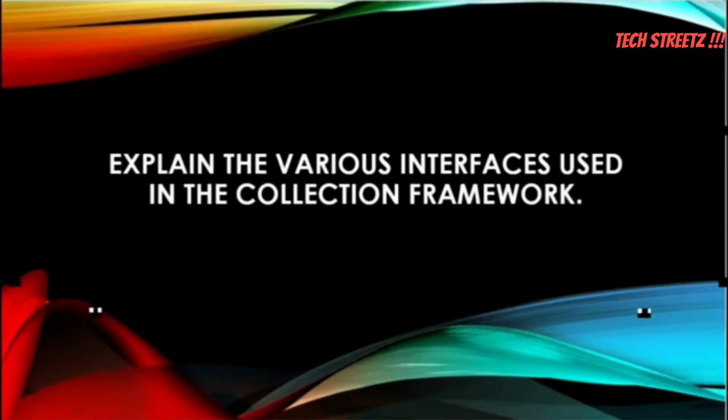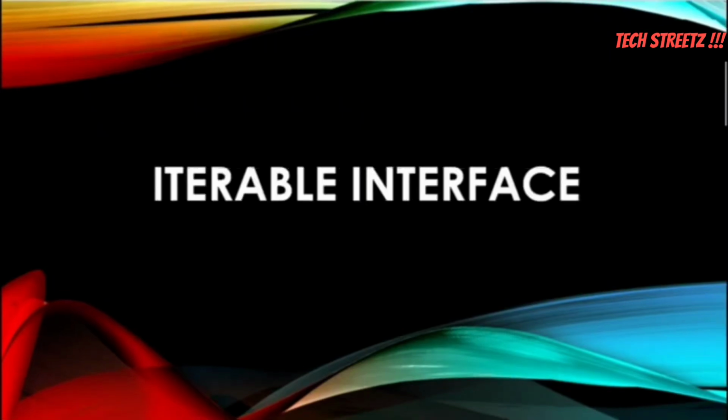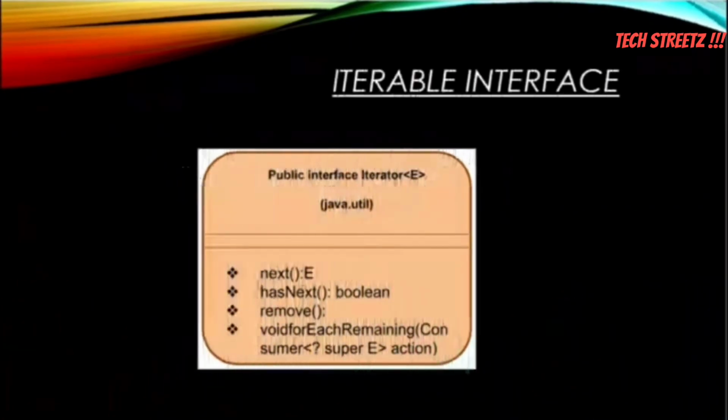Explain various interfaces used in the collection framework. The collection framework has several interfaces, each of which is used to store a different sort of data. Let's understand one by one. Iterable interface. This is the collection framework's primary interface. The Iterable interface is extended by the Collection interface. As a result, all the interfaces and classes implement this interface by default. The interface's main purpose is to provide an iterator for the collection. As a result, this interface only has one abstract method, that is iterator.